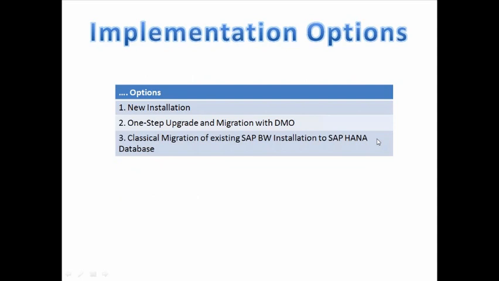Now there are multiple options. Don't worry about the third one. We'll look at two options you can think of. One is new installation or in-place migration. Ultimately, I've got my BW system running on Oracle database, and now I would like to lift and shift my database to HANA. I've got multiple ways of doing it. One is the new installation.